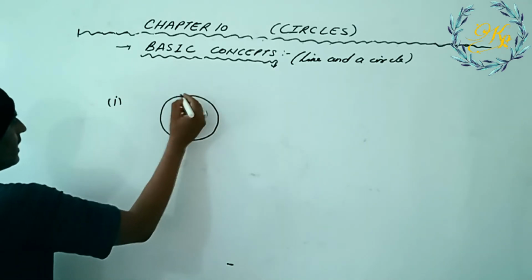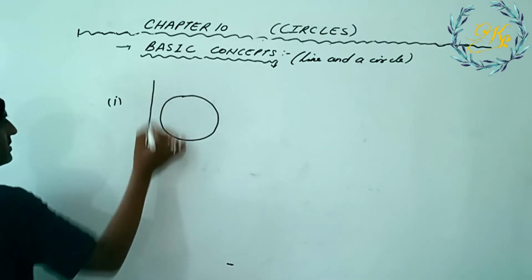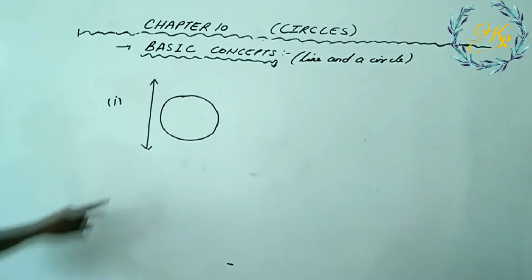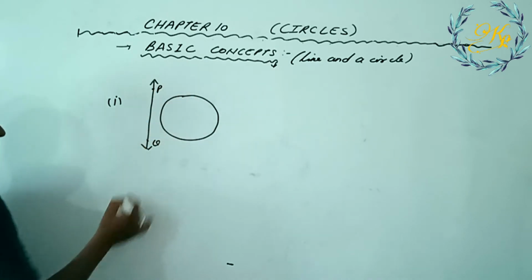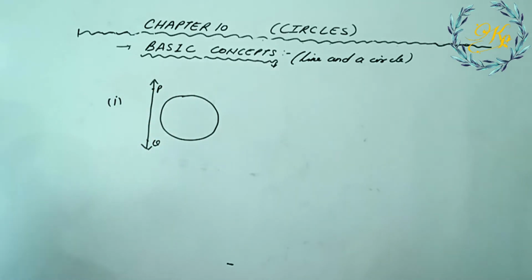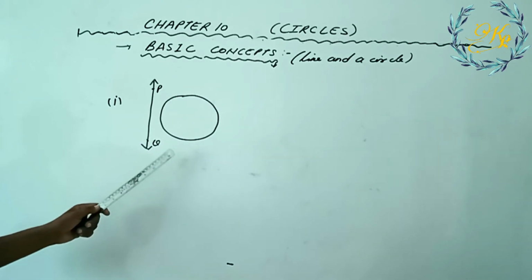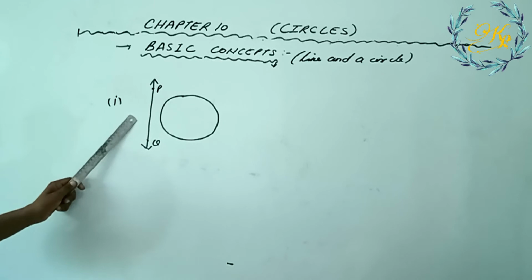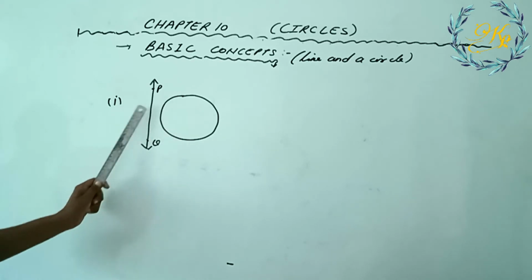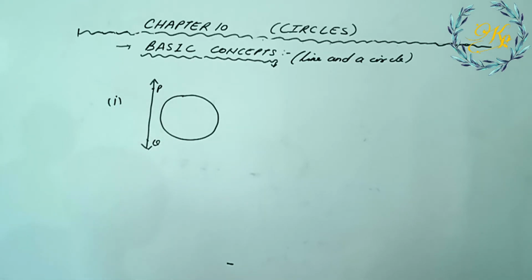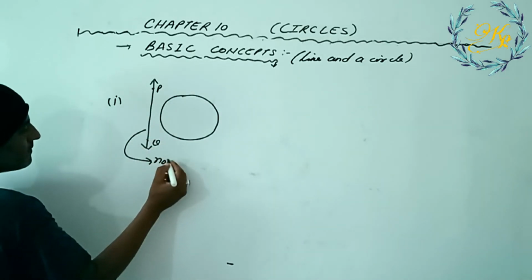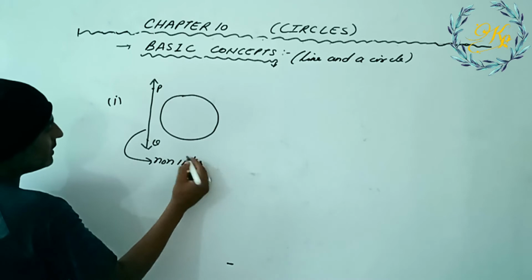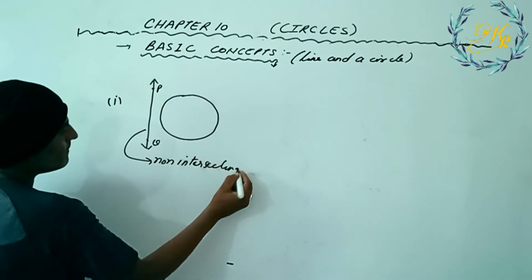the line and the circle do not touch each other at any single point. Let the end points of this line be P and Q. Okay, so you can see here the first possibility, when a line and a circle are given, then we can say that this line PQ and the given circle have no common point. They don't touch each other. Alright, so we can say that this particular line is a non-intersecting line.